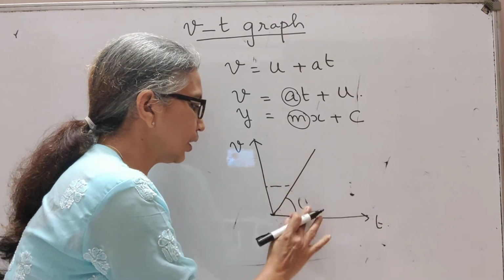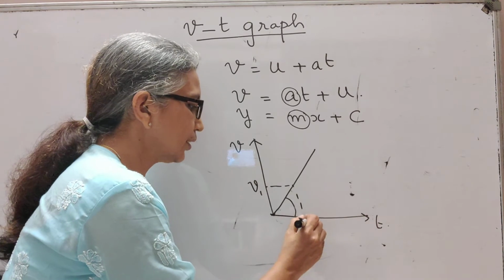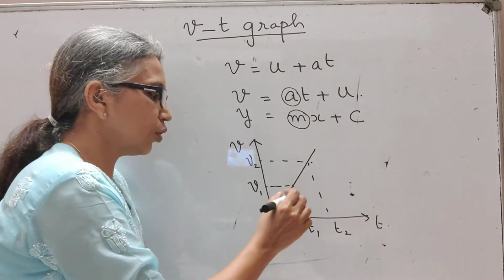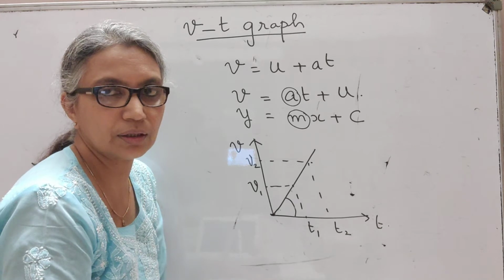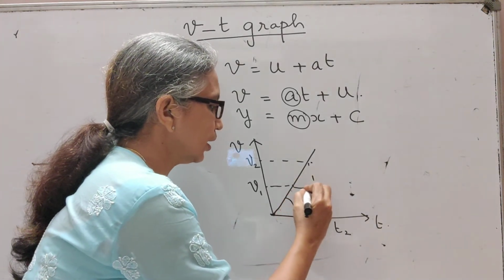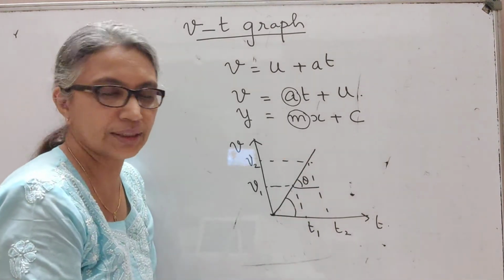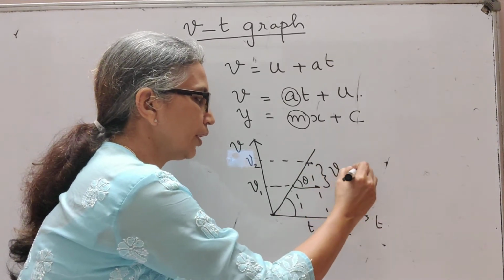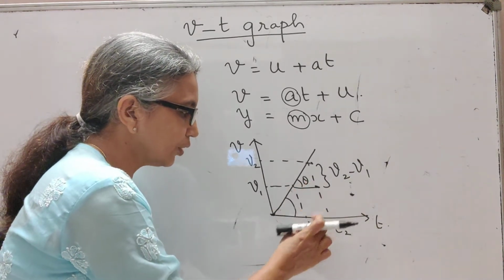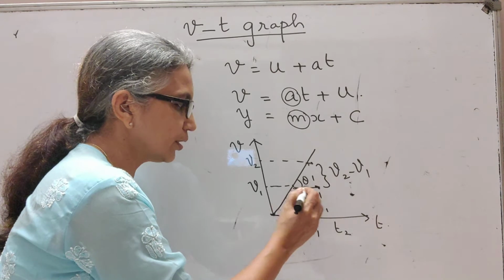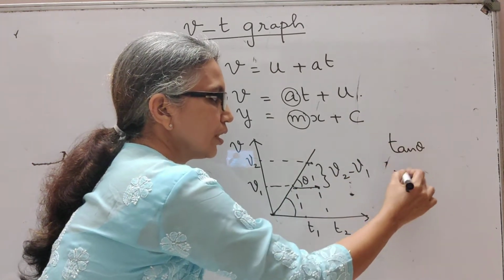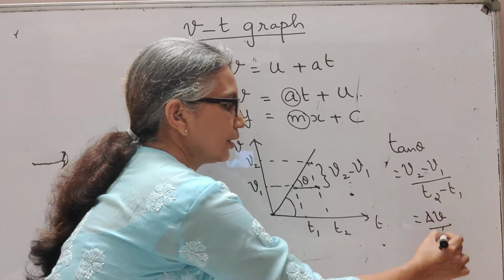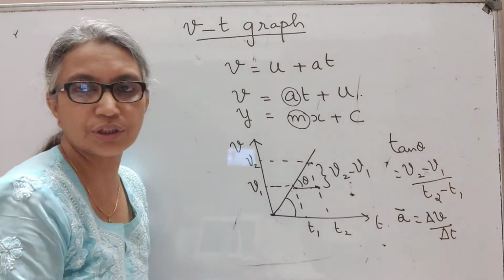Suppose a body had, let's say, velocity v1 at time t1. After some time, its velocity is v2 at time t2. Now, the slope of the line I told you is tan theta. So, let's say this is theta. Theta everywhere will be the same. This is v2 and this is v1. So the opposite side is v2 minus v1, and the adjacent side here will be t2 minus t1. So if I take tan theta, we have v2 minus v1 by t2 minus t1, which is delta v by delta t, which will give you the average acceleration in that time interval.